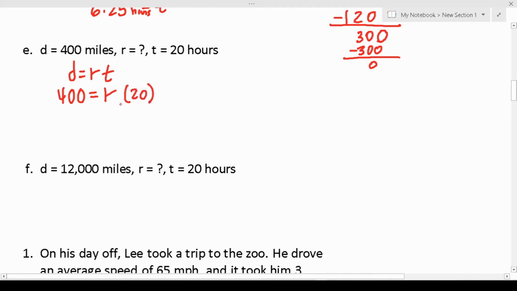Again, to solve for R, we're just going to divide both sides by 20. This is going to cross out, leaving us with just R on this side. And in this case, R is going to be 400 divided by 20. Before we do this, we can cross out corresponding zeros in the numerator as well as the denominator. So this becomes 40 divided by 2, which we should realize is 20. In other words, in order to go 400 miles in 20 hours, you're traveling at a rate of 20 miles per hour. Okay?